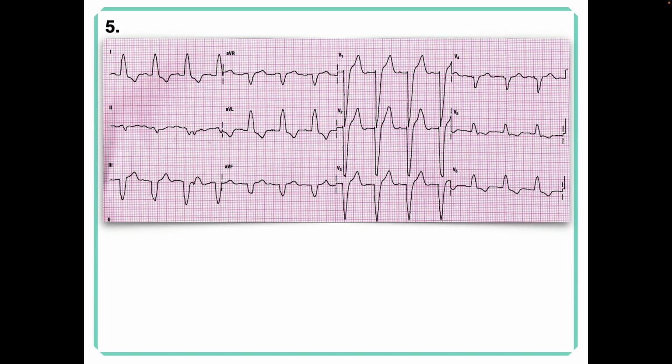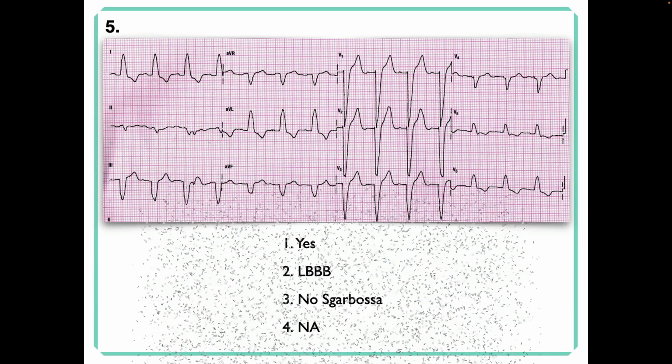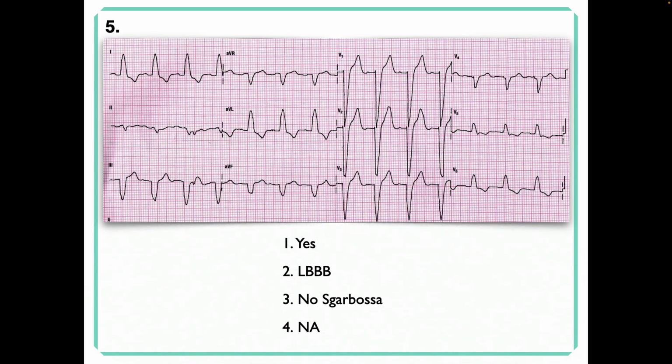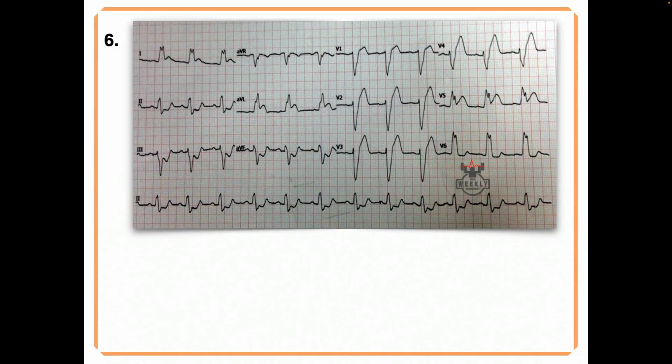This is a left bundle branch block. I don't see any of the B criteria in V1 through V3 or any A criteria in the positives. Correct. So we're back to the beginning. Is there a STEMI? Who knows? We don't know, but we definitely don't see Sgarbossa here.